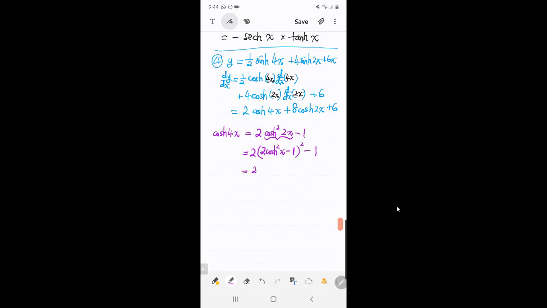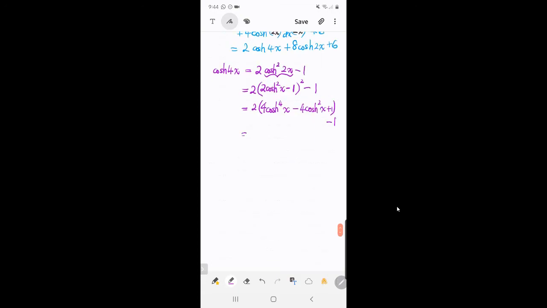You have 2 times, expand this one, you have 4 cos to the power of 4 x minus 4 cos squared x plus 1. Then this whole thing minus 1. Okay? So move on, you expand, you will get 8 cos to the power of 4 x minus 8 cos squared x, then plus 2 minus 1, so it's just plus 1. So that is the expression for cos 4x.